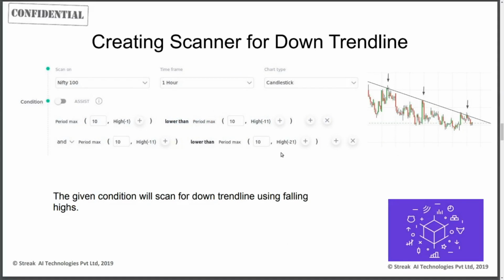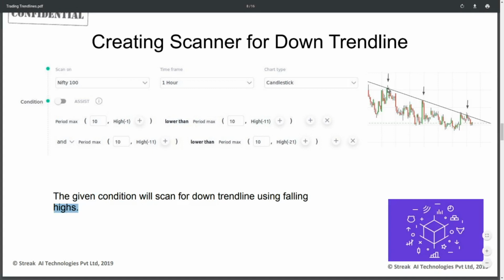Next we'll create a downtrend line scanner. Again, it is very similar to the previous one, and the downtrend line scanner just tries to identify falling highs. It is the same mechanism but in reverse. Instead of period min, we use period max of highs, which is lower than the previous 10 periods' higher high.